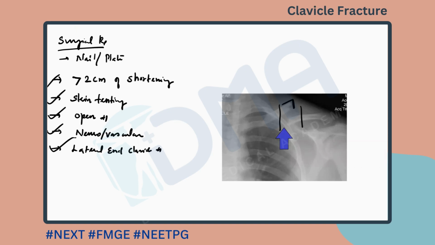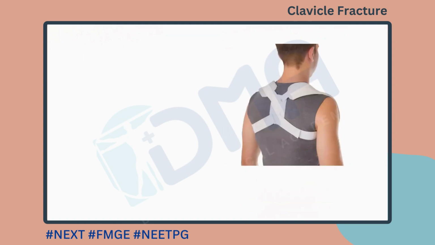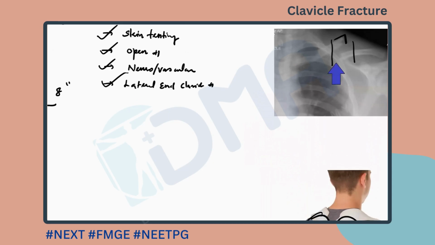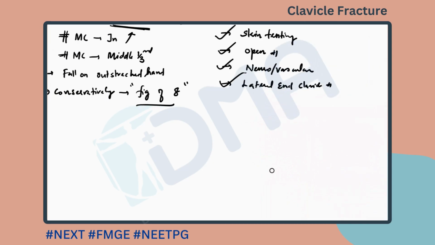Okay, if the fracture is not that much displaced, or if it is not that much shortened, then you treat by applying this kind of brace, which is called a figure of 8. It appears like a figure of 8, so that is why this is called figure of 8 bandage. So you treat the clavicle fracture mostly conservatively, but certain conditions you should remember. So these are the various conditions where you treat it surgically.